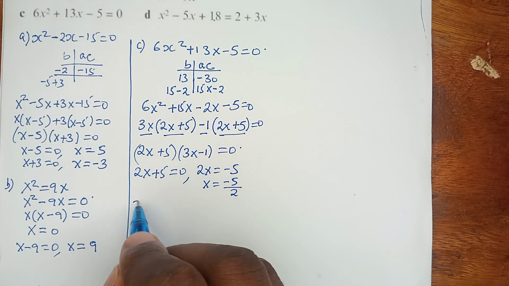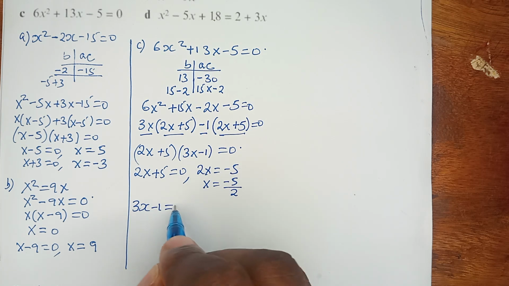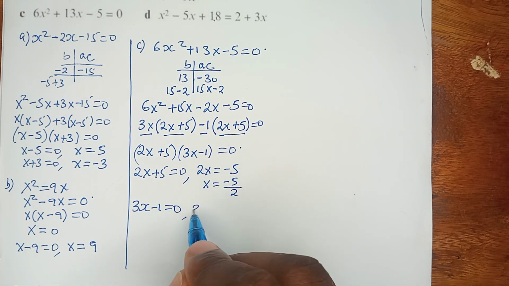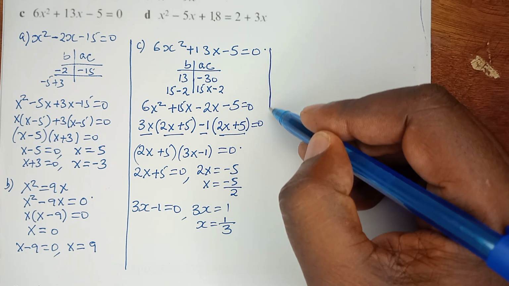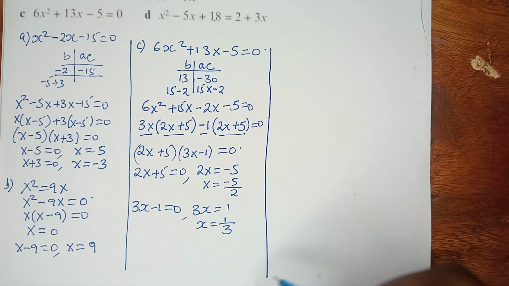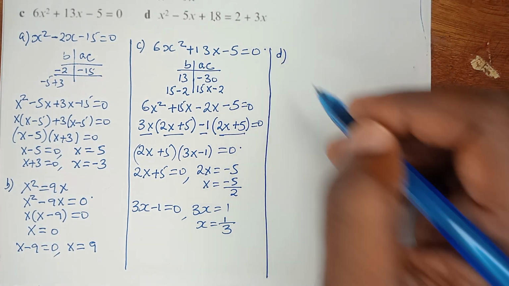If it is the other one which is equals to 0, 3x minus 1 equals to 0, 3x equals to 1, and of course x is equals to 1 over 3. That is just what we are having, a third, and minus 5 over 2. That is as far as part C is concerned, and I would wish that we go through and understand together part D.